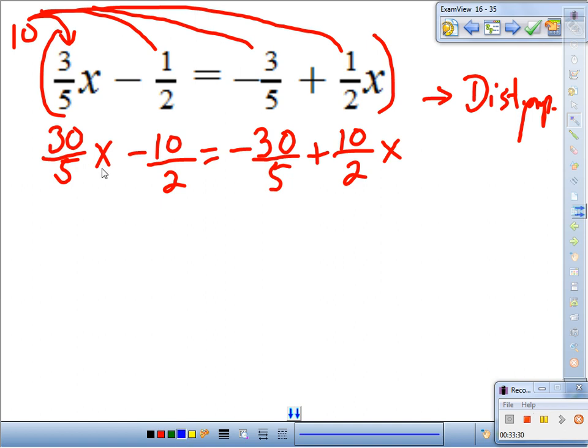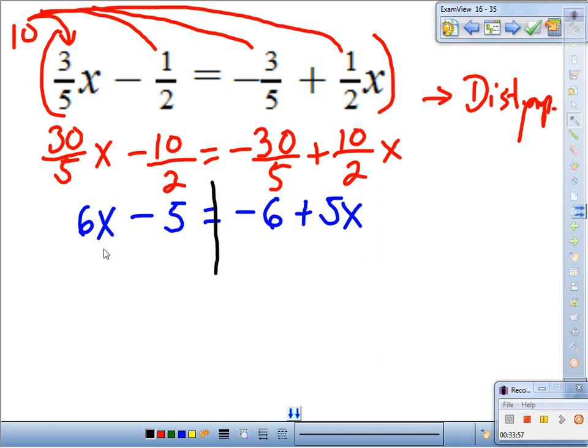Let's simplify. When we simplify, there is no property. We're just simplifying this step. So what is 30 divided by 5? 6x minus 10 divided by 2 is 5. Negative 30 divided by 5 is negative 6. Plus 10 divided by 2 is 5x. Once again, that is no property. We just simplified. So let's look at it. Line down the equal sign.